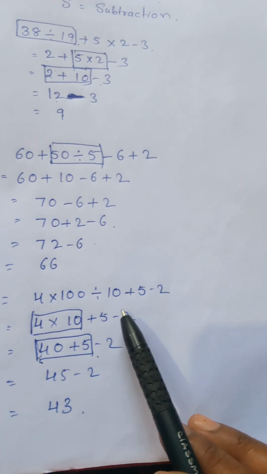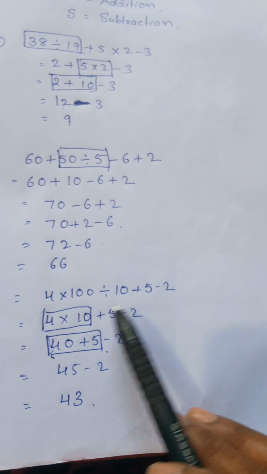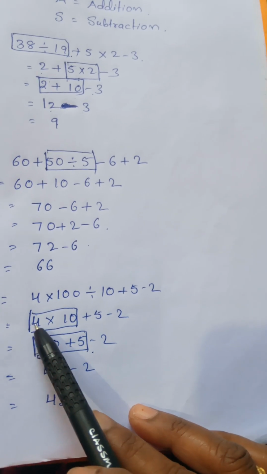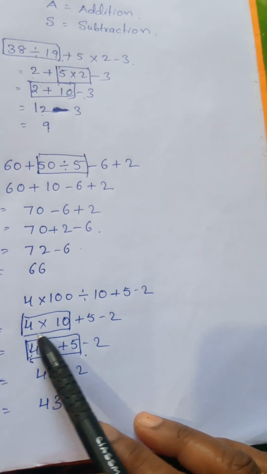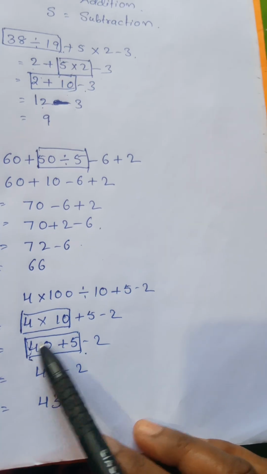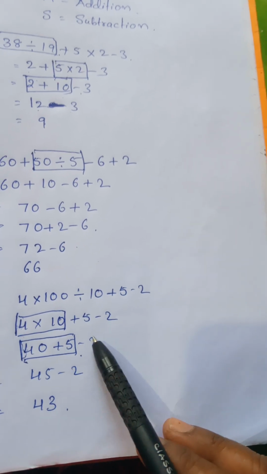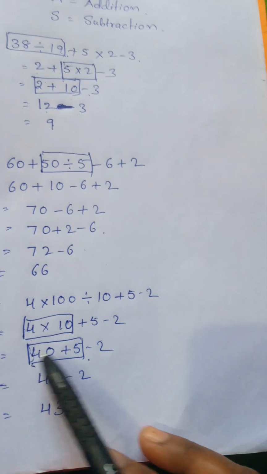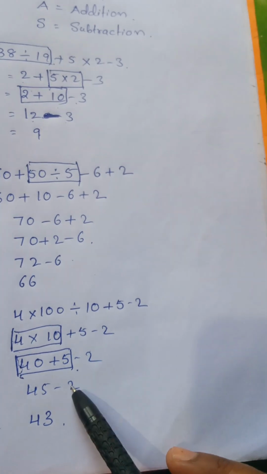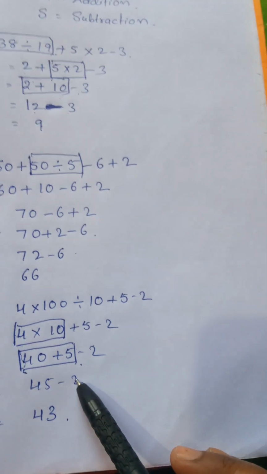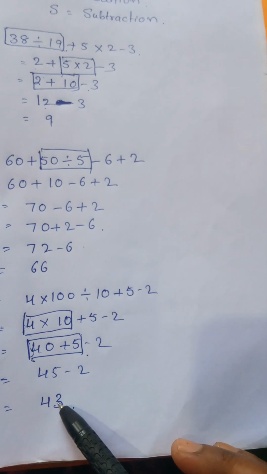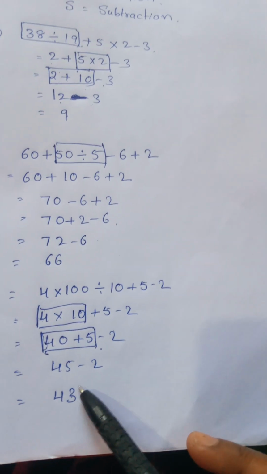Now the division operation is completed. Now take the multiplication. So there is a multiplication symbol between 4 and 10. 4 tens are 40, plus 5 minus 2. Then 40 plus 5, how much? 45. Minus 2, the 2 subtracted from 45. The answer is 43. Okay.